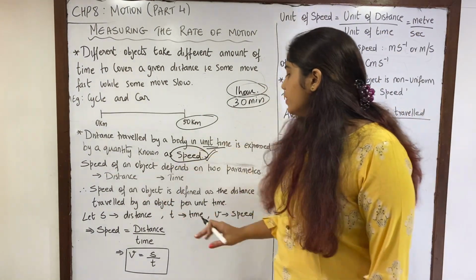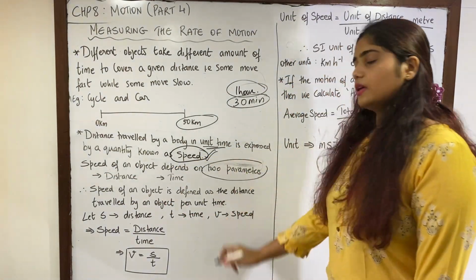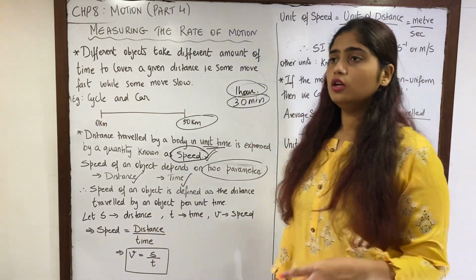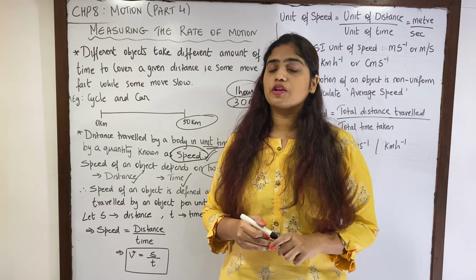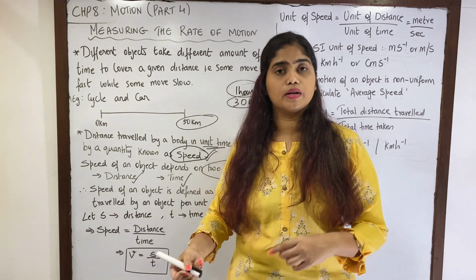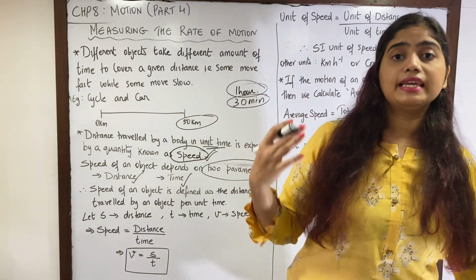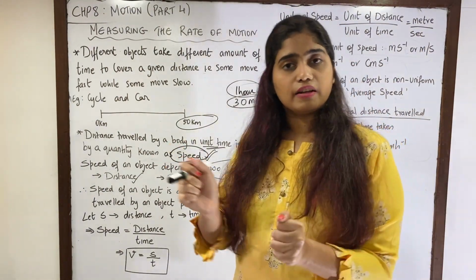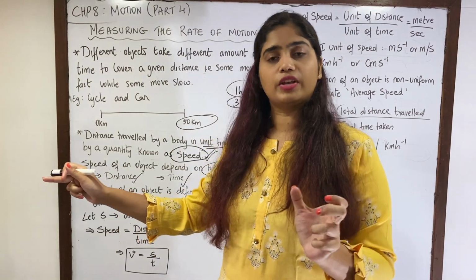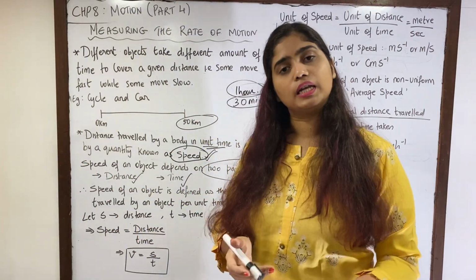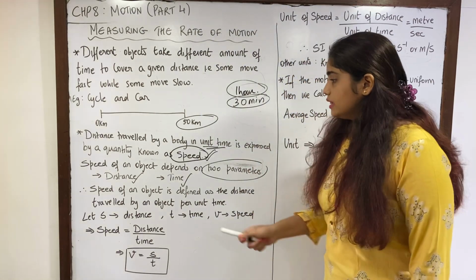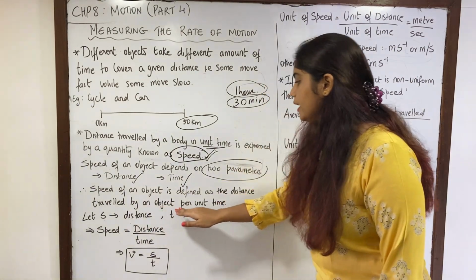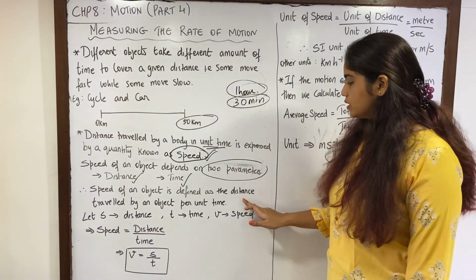Now, the speed of an object depends on two parameters. And which are the two parameters? It is distance and it is time. So if we know a particular car has traveled a distance of 50 kilometers in, say, suppose 10 hours, then we can easily calculate the speed at which this car has driven to cover this distance. Therefore, speed of an object is defined as the distance traveled by an object per unit time. So this is the definition.